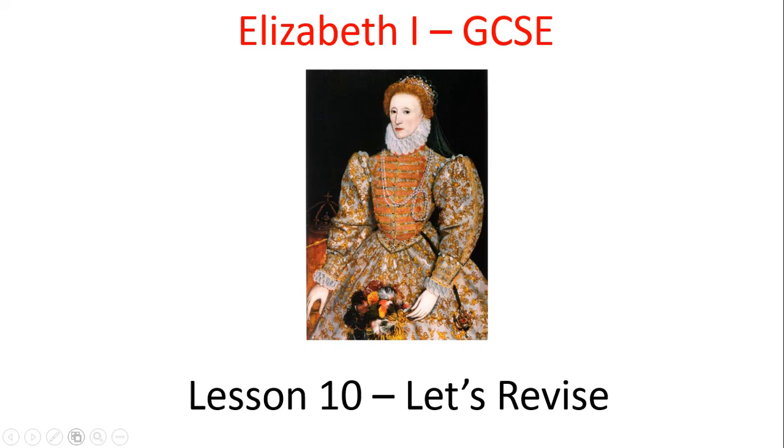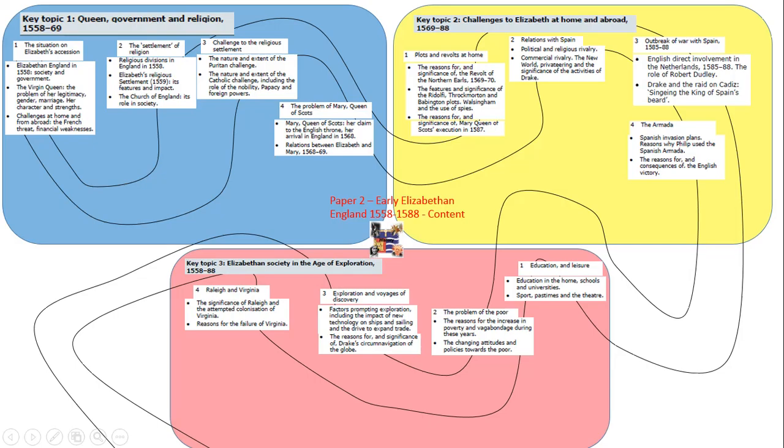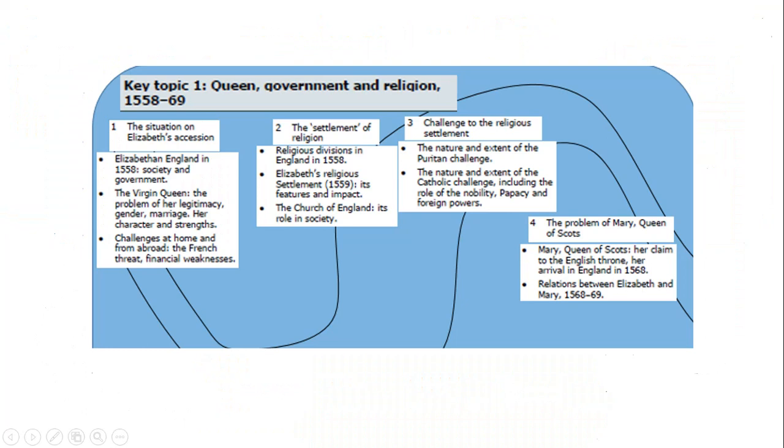Welcome to lesson 10, which is going to focus on revision of the content that you have covered in the first 9 lessons of this pack of work on Elizabeth I. We started by looking at this overview of the module back in lesson 1, and we said we were going to focus mainly on the blue section. We can see that we have covered points 1, 2, 3 and 4 in the lessons that we have done.